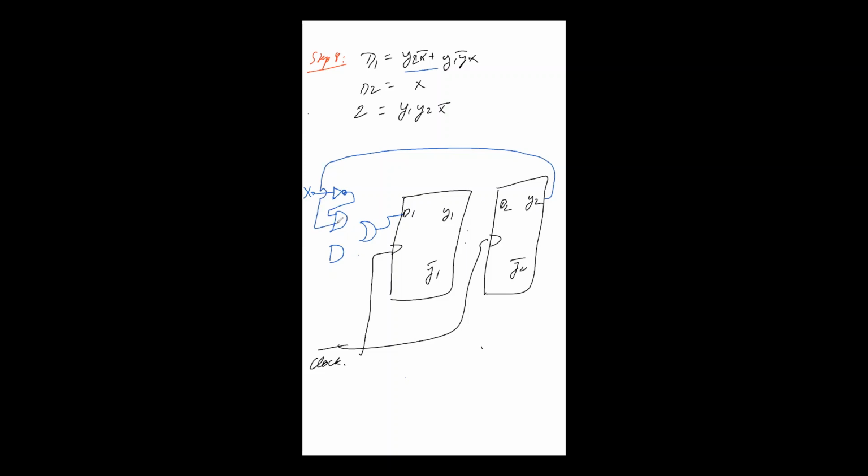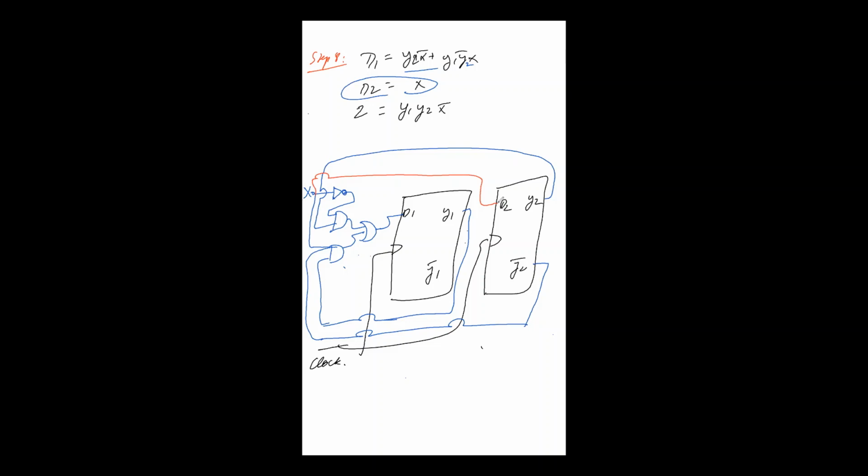Now you are giving Y1. Y1 is this. This is Y2 bar. Y2 bar is this one. And X is this. The sum of both will go to D, this is D for D1. And for D2 you are getting X, so you can directly take X from here and give it to D2.